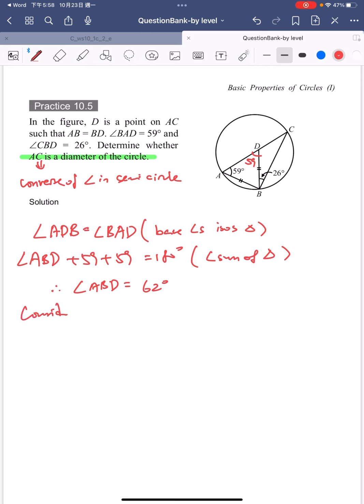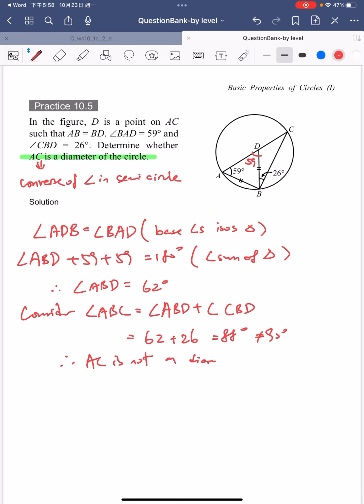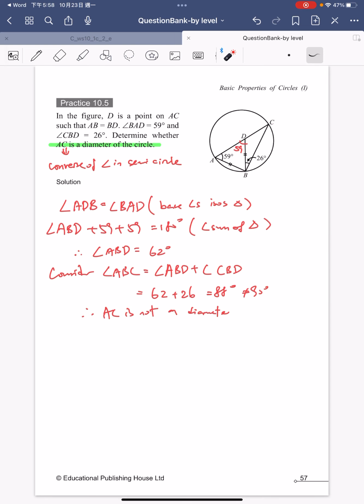So now we need to consider the angle ABC, which is equal to the angle ABD that we found here, 62, plus the angle CBD, which is 26. So it's equal to 62 plus 26, which gives you 88 degrees, which is not equal to 90 degrees. So we can prove that AC is not a diameter. Only if this angle ABC is equal to 90 degrees can we say that AC is a diameter. So that's for question 5.